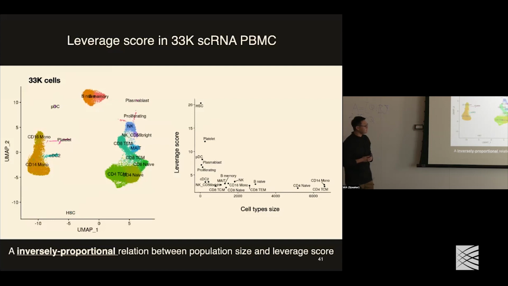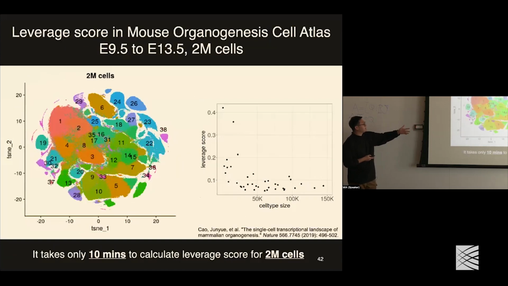You can see this one is still pretty small. Then we tried this leverage score on a much bigger data set. We have 2 million cells here, from J. Chandri's lab. It takes around 10 minutes to calculate the leverage score of these 2 million cells, and it would take hours to really perform a PCA on this huge data set.